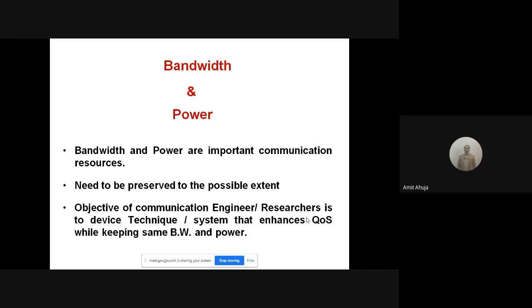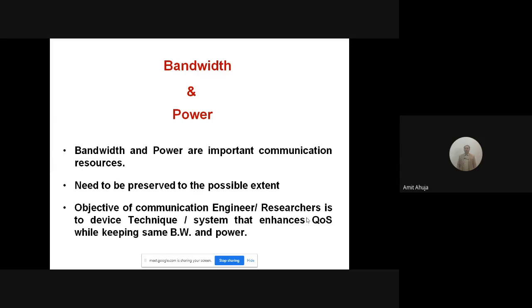So why is bandwidth an important communication resource? Because it is very costly. And why does something become very important? Because of scarcity. If something is available in huge bulk, then it won't be very important. If gold is available in less quantity, it will become very important, so its price will definitely hike. Similarly, bandwidth is not available in bulk.